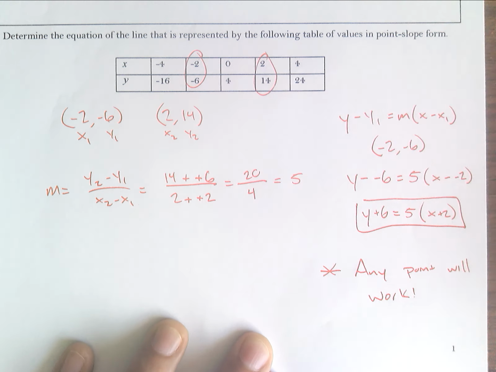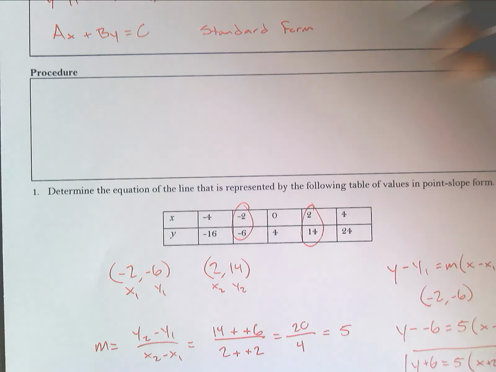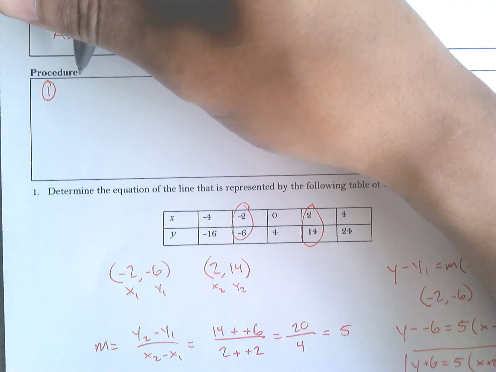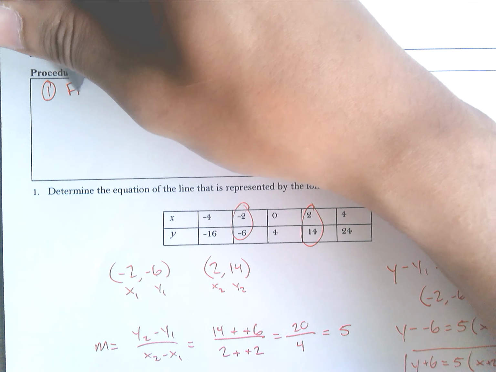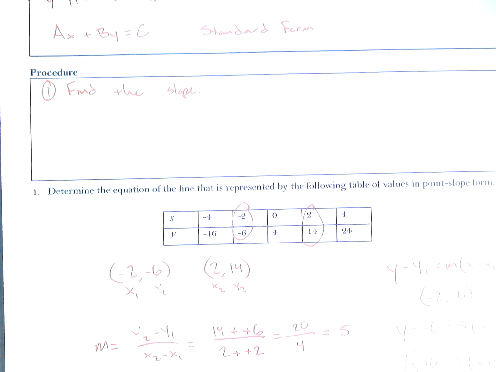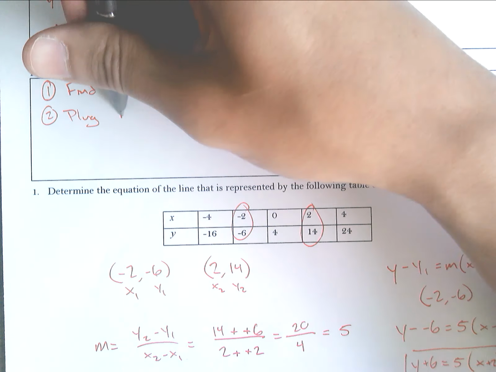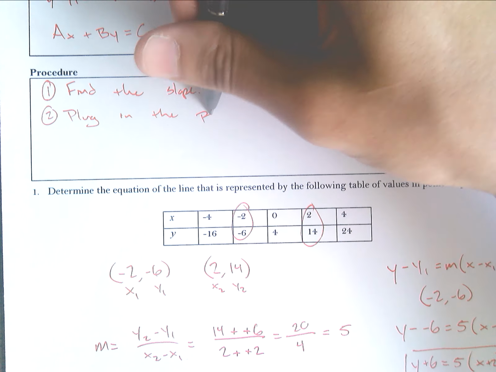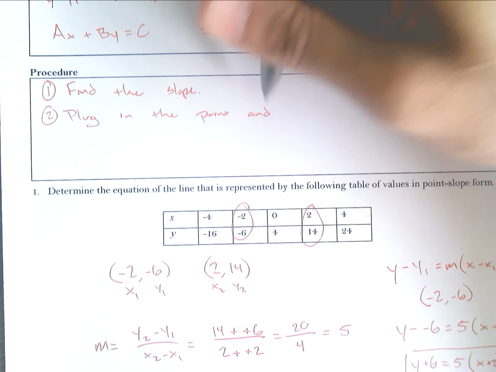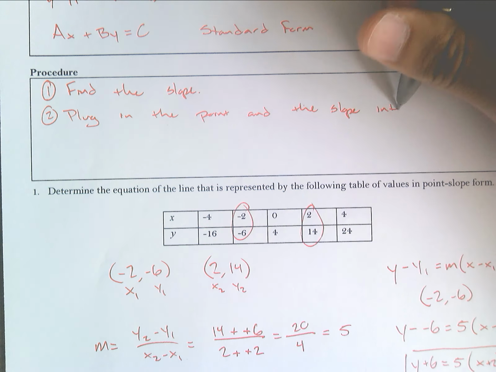All right? So let's kind of recap what we did here, and we'll write that in our procedure box. The first step that we did is we chose 2 points, and we found the slope. From that, step 2 is we plug in the point and the slope into point slope form.